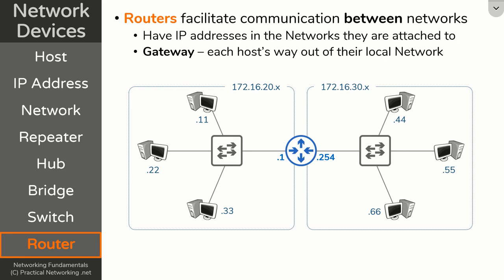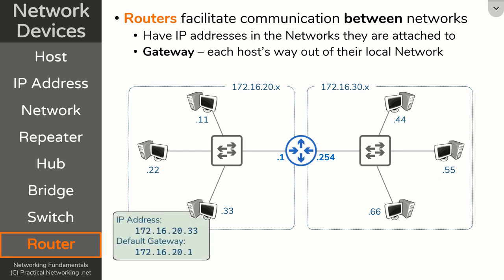A gateway is a host's way out of their local network. For example, this host over here has the IP address 172.16.20.33. But if that host wants to speak to something on a different network, it knows it's going to have to go through a router. And the IP address of that router is stored as that host's default gateway. Notice this host has a default gateway of 172.16.20.1. That's this interface IP address of that router.